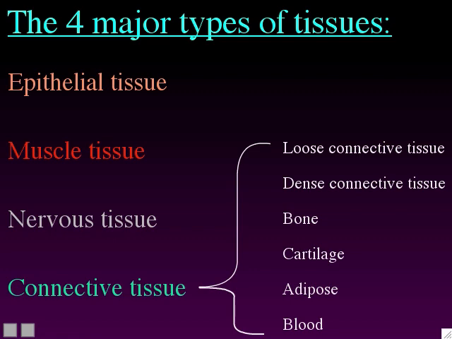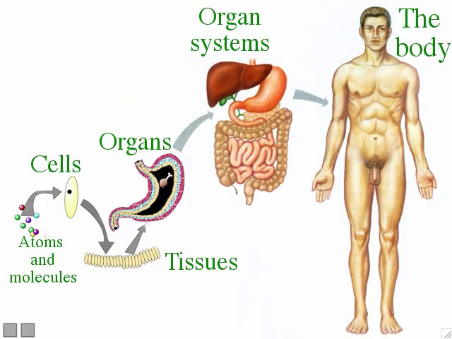Okay, so that wraps it up for our 4 major tissue types of the body. Again, the 4 major tissue types are epithelial tissue, muscle tissue, nervous tissue, and connective tissue. And as we learned, there are actually 6 subcategories of connective tissue: loose connective tissue, dense connective tissue, bone, cartilage, adipose, and blood. Whew. Okay, so you are now experts in the tissues of the body. Let's return now to the slide we started with, which is the hierarchy of biological structures. And so now you're an expert in this level, the tissue level.